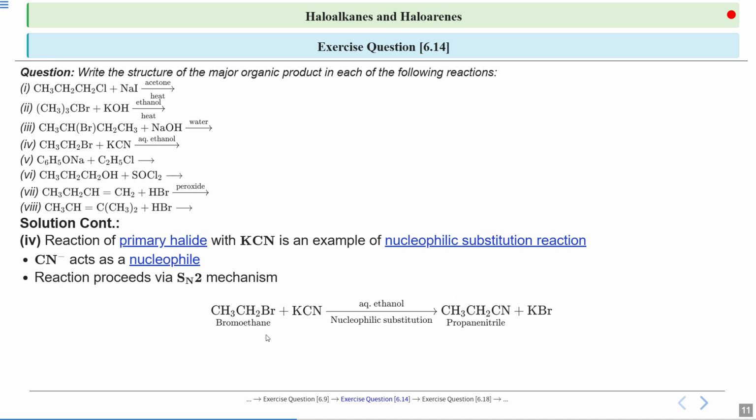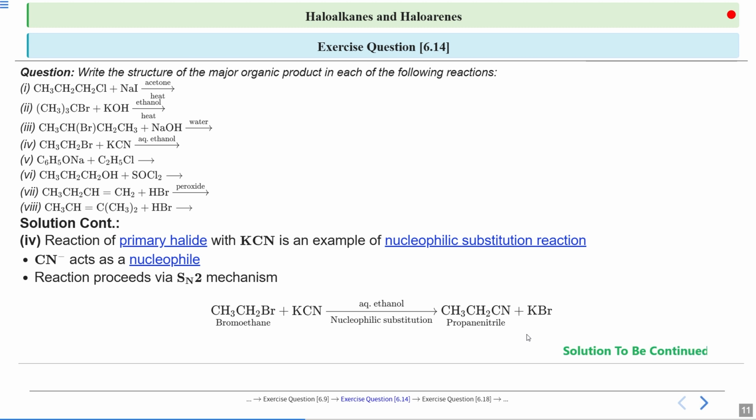So here this alkyl bromide is reacting with potassium cyanide, and cyanide is acting as a nucleophile, replacing the bromine and attaching with this alkyl group. So the major product you are getting after the reaction of bromoethane and potassium cyanide in the presence of aqueous ethanol, after nucleophilic substitution, is propane nitrile, plus potassium bromide as your side product.